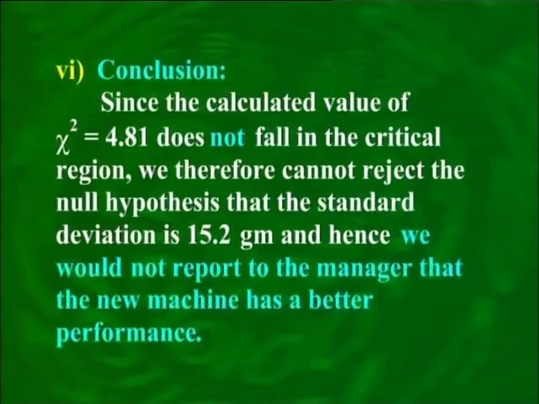better performance. Students, after all, ہمارا جو alternative تھا وہ یہ کہہ رہا تھا نا کہ the variability has reduced. تو اگر ہم اس alternative کو accept نہیں کر رہے بلکہ null کو accept کر رہے ہیں because our value has fallen in the acceptance region تو ہماری یہ خواہش تو پوری نہیں ہوئی نا کیونکہ ہمارا جو data ہے وہ اس بات کو support نہیں کر رہا.